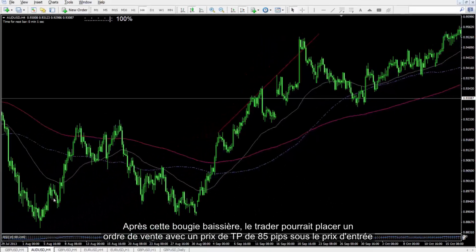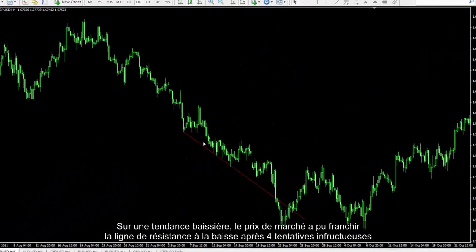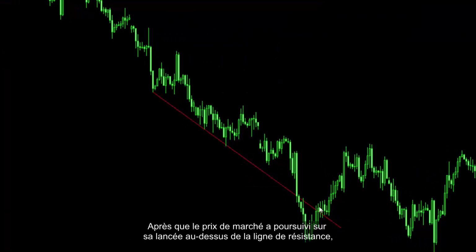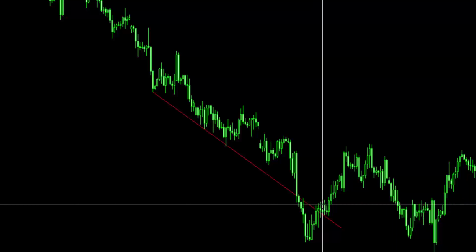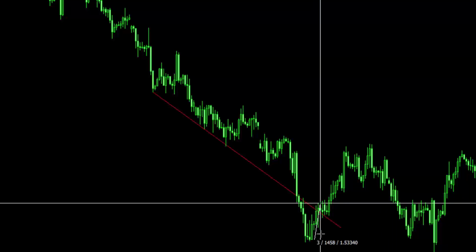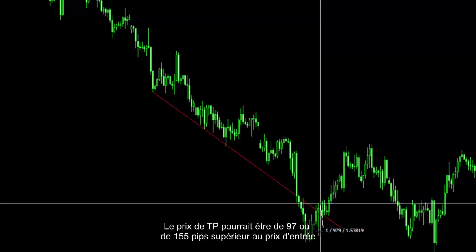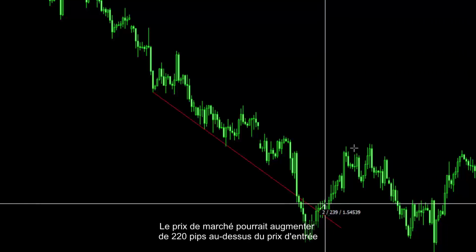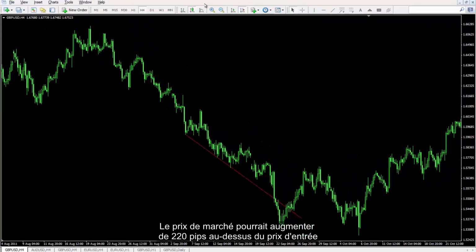the entry price. On a downward trend, market price could cross the resistance line towards the bottom after 4 unsuccessful attempts. After the market price proceeded over the resistance line, a trader could place a buy order over this bullish candle. Alongside this strategy, a special candle pattern has formed here too. TP price could be 97 or 155 pips higher than the entry price. Market price could increase 220 pips higher than the entry price.